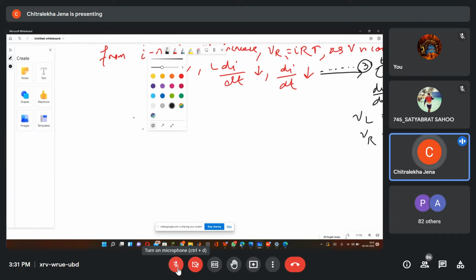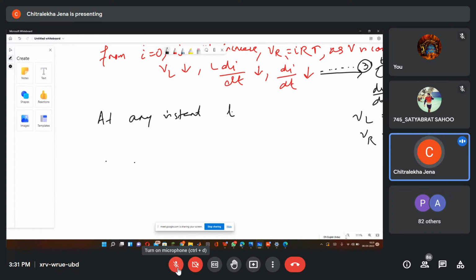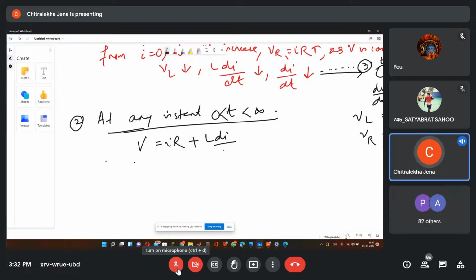Okay. So now come to what I will discuss now. At any instant, where instant means t greater than 0 and less than infinity. This is your condition number 2, that is your DC transient. What happens now? V is equal to IR plus L di by dt. This is my equation. Yes or no?